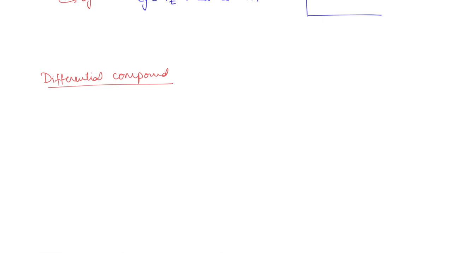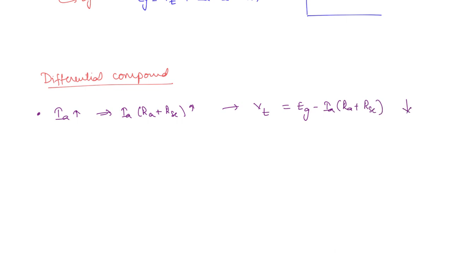Both the effects are going to result in the same thing. Okay. So what was the first effect? As Ia increases, the drop will increase and this will lead to a decrease in the terminal voltage. Vt is equal to Eg minus Ia (Ra plus Rse). So this is going to decrease.